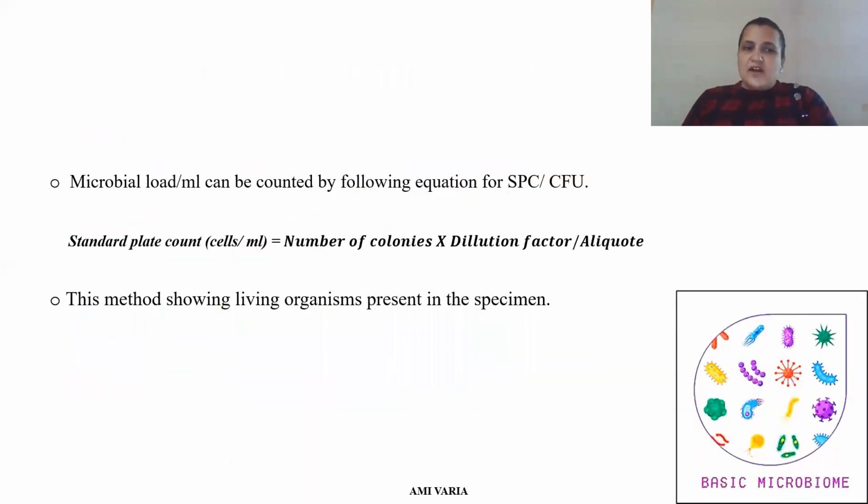This is the equation of standard plate count: number of colonies multiplied by dilution factor divided by aliquot. This will give you the SPC or CFU, standard plate count number or colony forming units per ml of the sample.